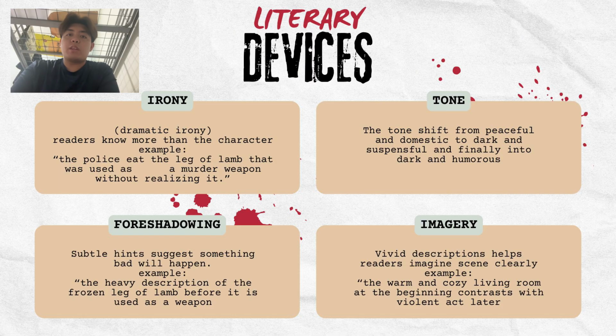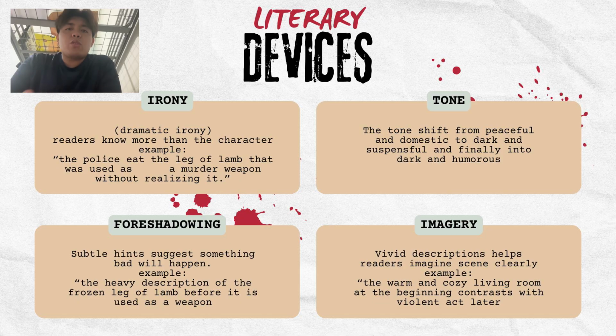Now we're moving on to literary devices. First, the story uses dramatic irony, where readers know more than the characters. For example, the police eat the leg of lamb without realizing it was the murder weapon, creating dark humor. Next is tone. The story begins with a calm and peaceful tone, then becomes dark and suspenseful after the murder, and finally turns darkly humorous.